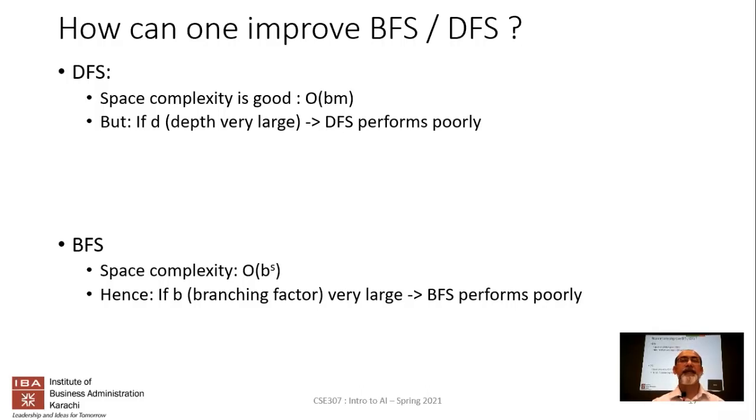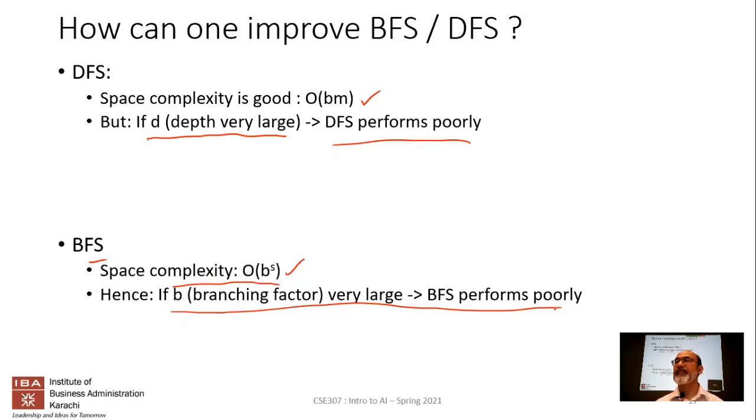So now the question is, how do we improve the BFS or DFS algorithms? We've already seen that the space complexity of DFS, depth first search, is good. It's not exponential at least. It's of the order of B times M, the branching factor times M, the maximum depth at which the goal is achievable. However, the problem is that if the depth is very large, then obviously you go into perhaps an infinite loop as well. On the other hand, BFS has a problem with space complexity. The space complexity is exponential. It's order of B to the power S. And if branching factor B is very large, then obviously BFS performs poorly.